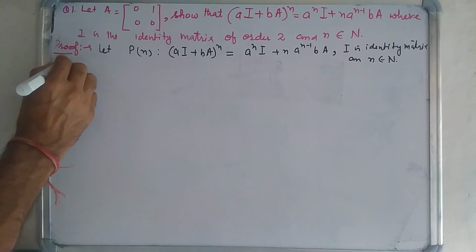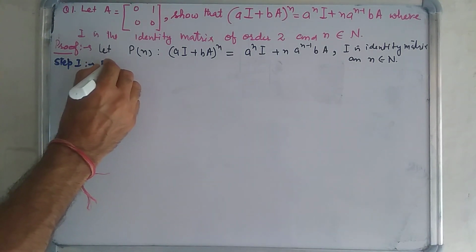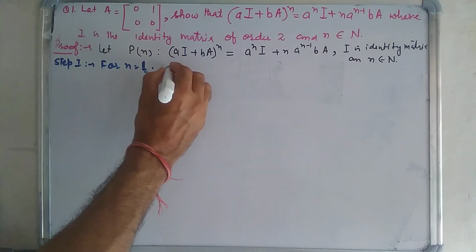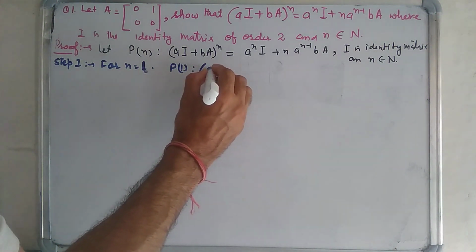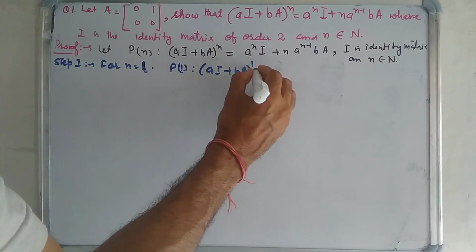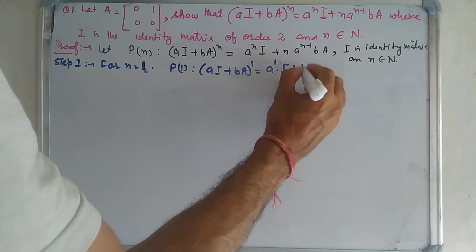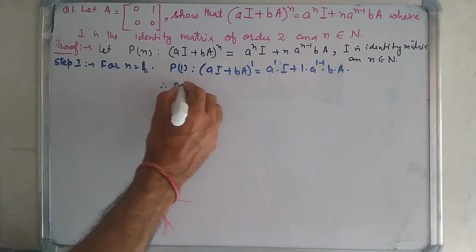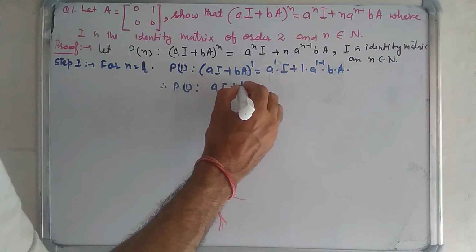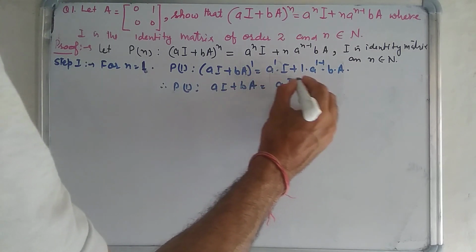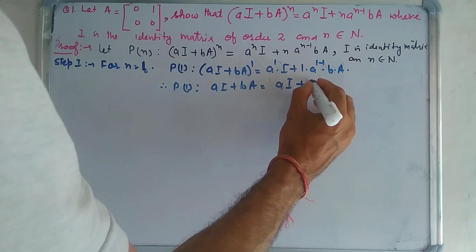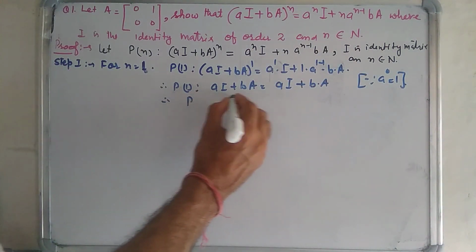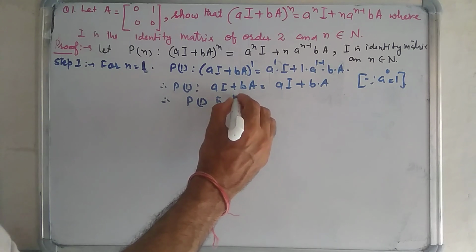Now step 1: for n equal to 1, P(1) is (aI + bA)^1 = a^1 I + 1 into a^(1-1) into b into A. Therefore P(1) will be aI + bA = aI + a^(1-1), which is a^0, which is 1, so b into A. Therefore left hand side is right hand side, therefore P(1) is true.